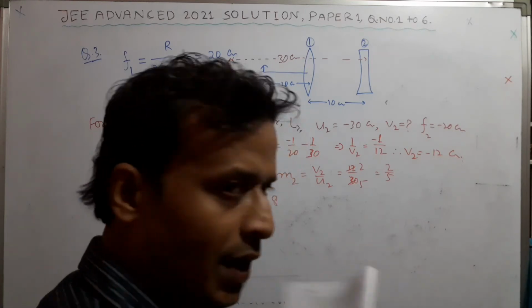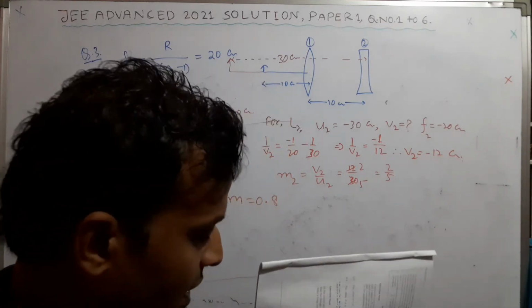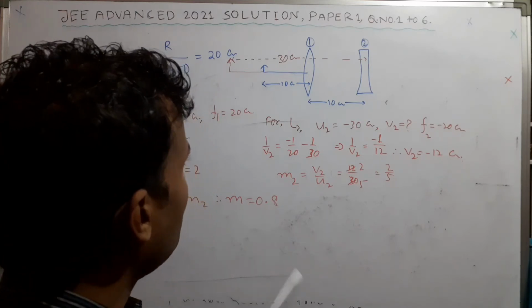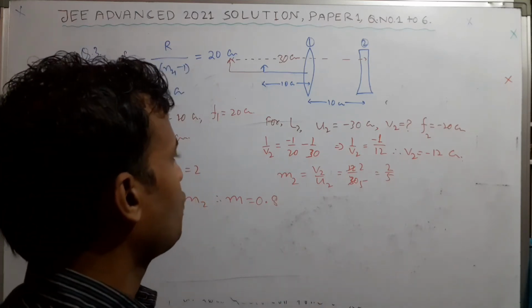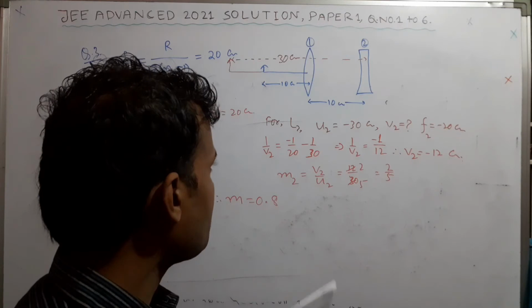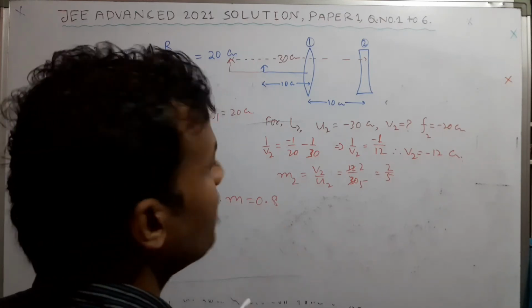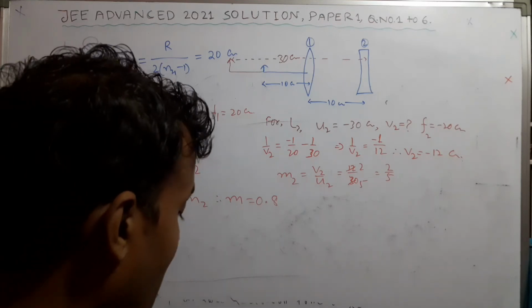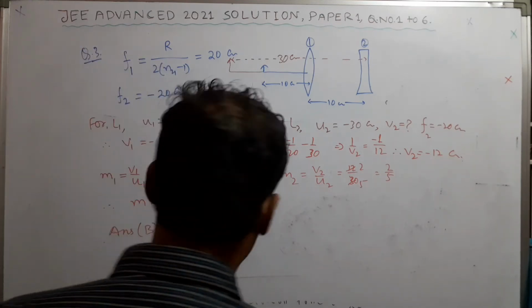Okay, so you have seen that till question number 3 we could do it very well, without any hassle and without much thinking or much logic, successfully. Now next, let's move to question number 4.